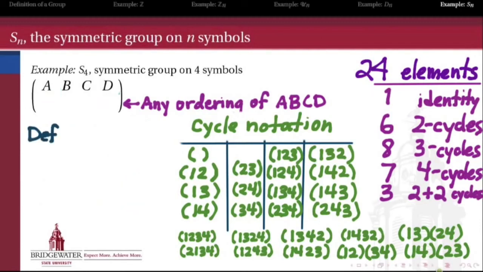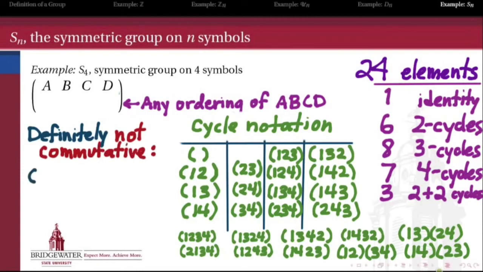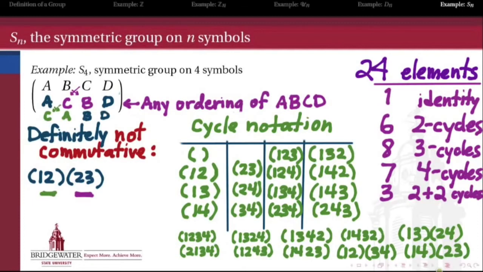Now, is this commutative? Well, of course not, right? It was one of these examples where I was going to promise that we don't have a commutative operation, so let's see why. Let's take (1 2) and (2 3), the 2 cycle that transposes the first 2 elements, and the 2 cycle that transposes the second and the third element. Again, reading these from right to left, first, if I swap 2, 3, ABCD becomes ACBD. Then, swapping 1 and 2 of the result, I'm going to end up with CABD. So I'm just going to write that down. That's the net effect of first applying the 2 cycle (2 3), and then applying the 2 cycle (1 2).